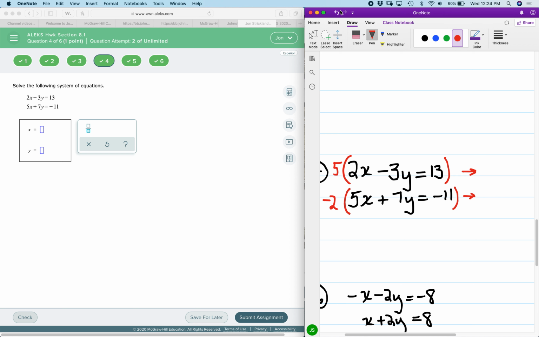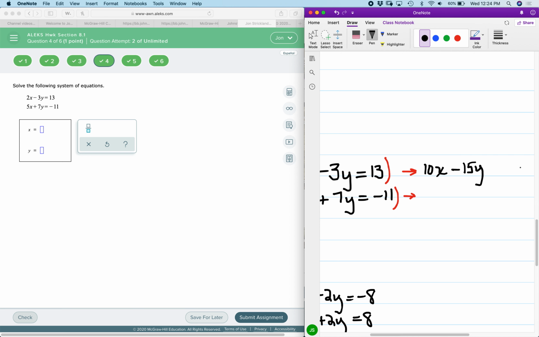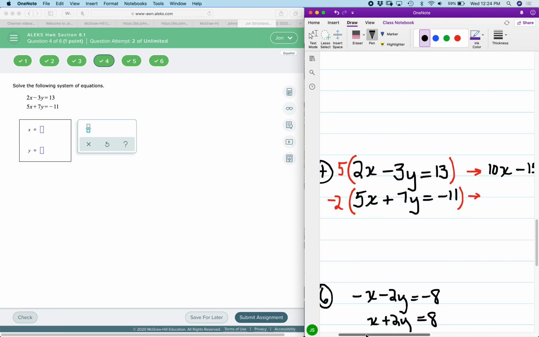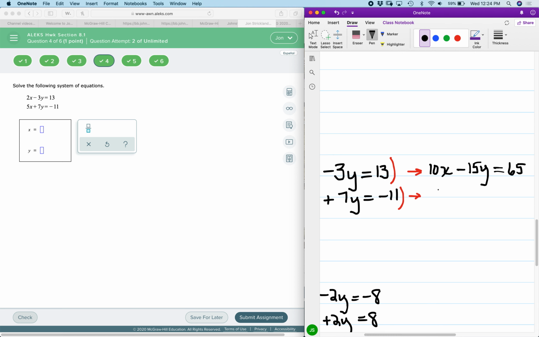In the rewrite, if I multiply the first equation by 5, we have 10x minus 15y, and 13 times 5 is going to be 65. Multiplying the second equation by negative 2, I have negative 10x minus 14y.